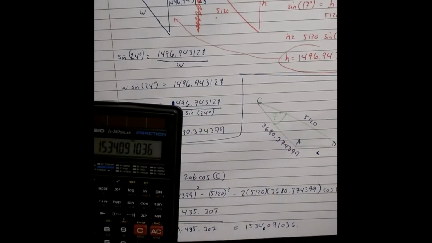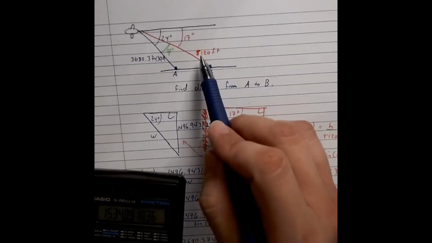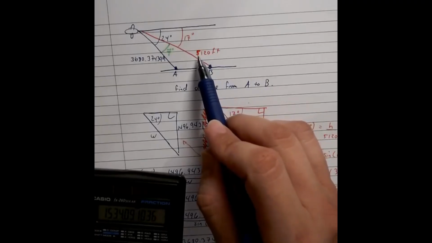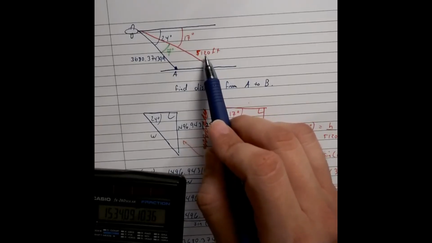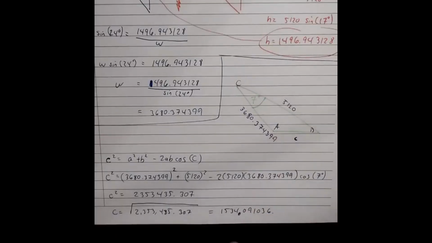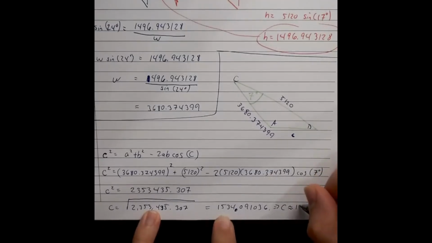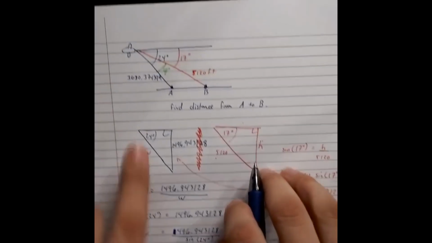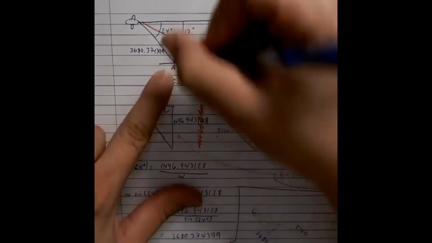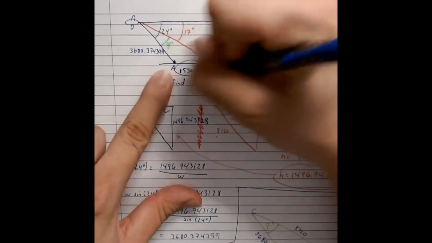But here we wanted this rounded. We noticed that our only given distance here was rounded to the nearest 10 feet, 5,120. It might have been 5,121 or 5,119. It's rounded to the nearest 10 feet. So here, our answer is going to be rounded to the nearest 10 feet. So here we get that C is approximately 1,530 feet. And there we go. So our distance from A to C is going to be 1,530 feet. There we go.